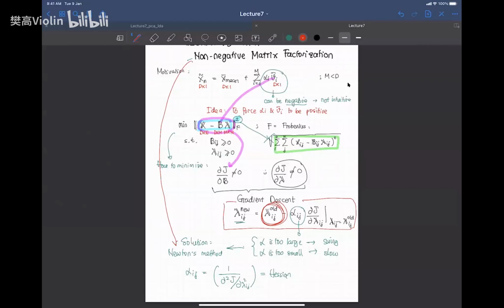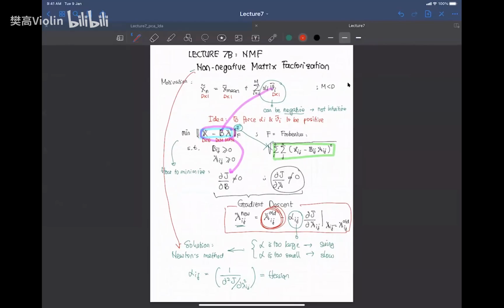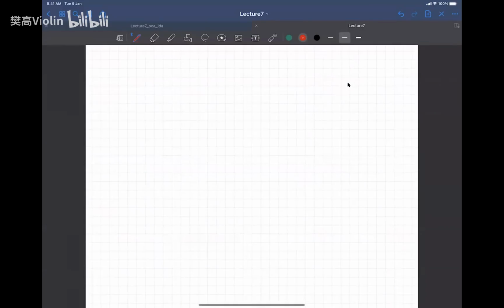Okay, so if there are no questions, that's it for non-negative matrix factorization. So we move to the next topic. This one is lecture 7C, which is LDA.